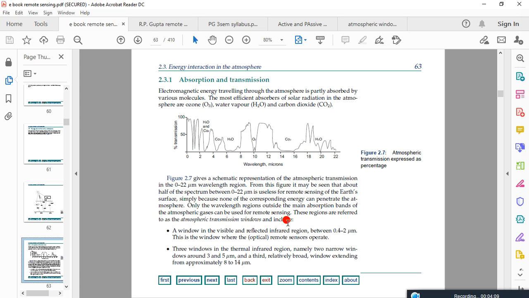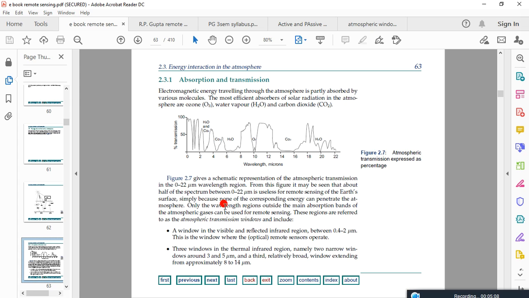So atmospheric windows, if we see their definition, these regions outside the main absorption band of the atmospheric gases can be used for remote sensing. So when we are talking about the wall, it has certain bricks. Those bricks or the cement or the material which has made the wall doesn't allow the electromagnetic energy to pass through the wall, right? Likewise, in the atmosphere there are various gases which absorb some of the electromagnetic energy and do not allow it to reach the surface, and sometimes even if they reach the surface, they are not easily taken in the images.